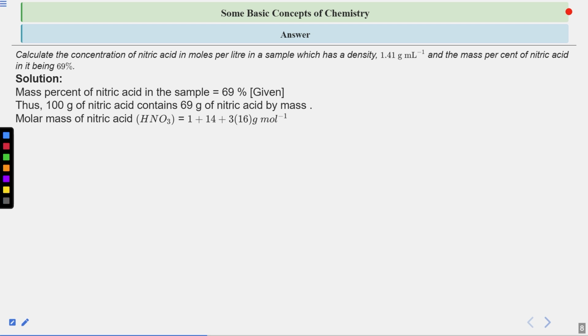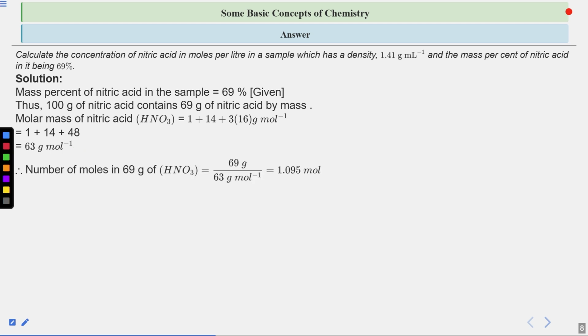So coming back to the molar mass of nitric acid. So we know the mass of nitric acid which is present in 100 gram because again this percentage analogy is used here. Then what will be the molar mass? Why are we calculating the molar mass? Because we need the number of moles. And number of moles is simply given mass by molar mass. So the molar mass can be calculated as 63 gram per mole. It's a simple calculation. Number of moles will be 1.095 mole.